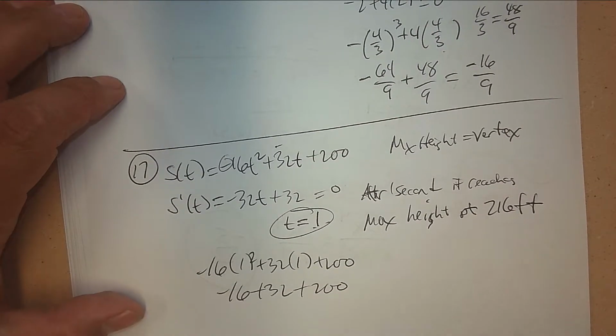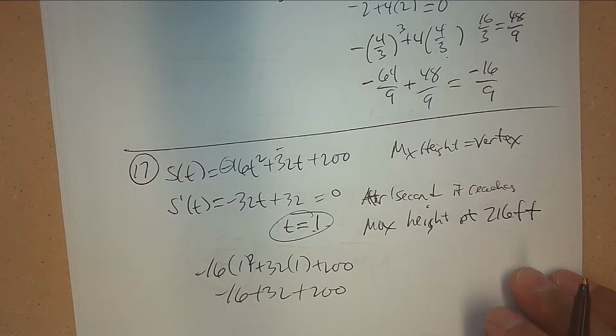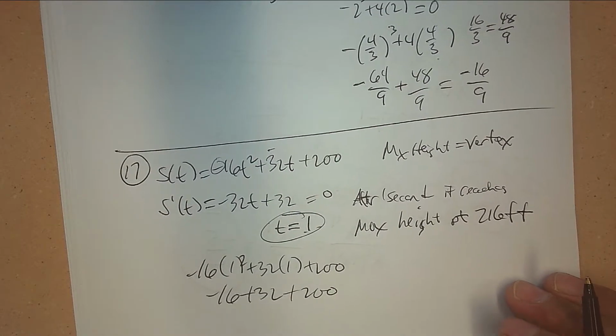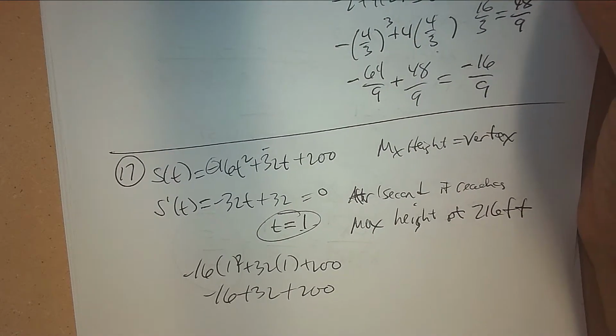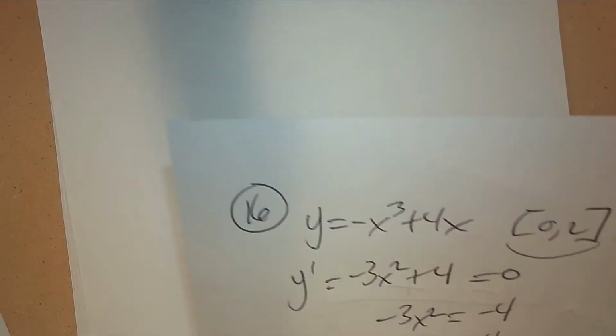So using some calculus to find the vertex. Algebra would use negative b over 2a, which would take longer and wouldn't be as simple. So there you go. Last one, number 18. I need a separate piece of paper for this one. 18. Here we go.